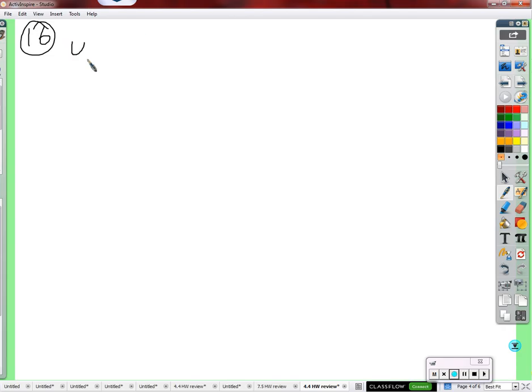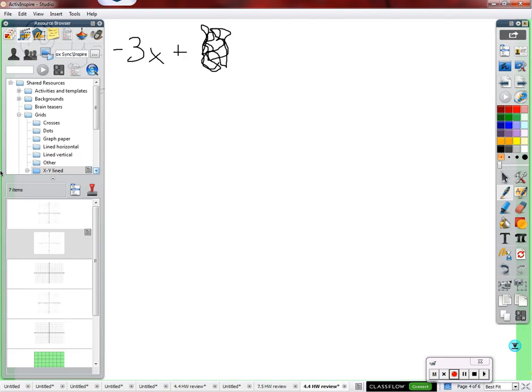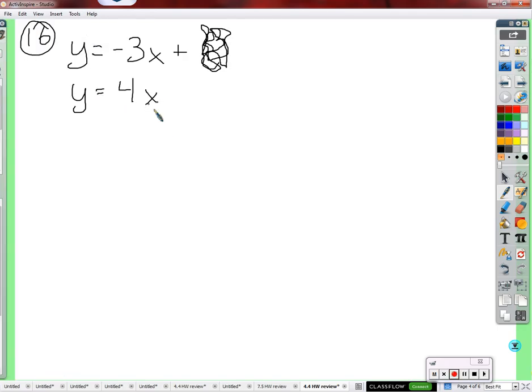I know it looks something like this. It has a slope of negative 3, so it must be y equals negative 3x plus b. I don't know what this b is. There's just this little fog here, and I don't quite know what the y-intercept is. But the other equation has a slope of 4. So it must look like this, y equals 4x plus a mystery. Okay, and then they don't give us any more information.